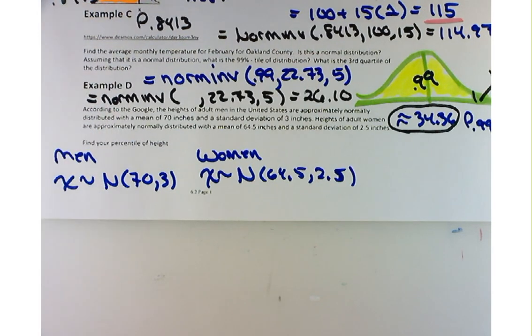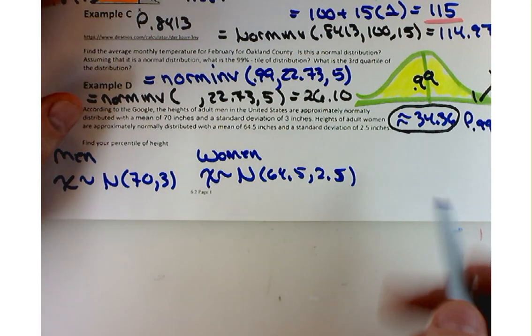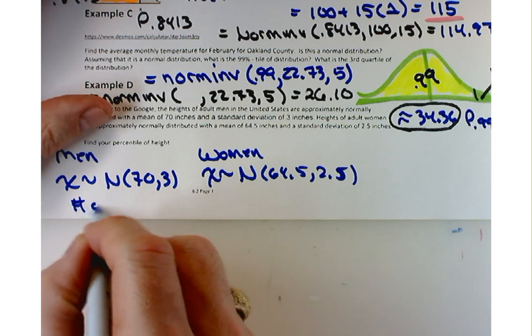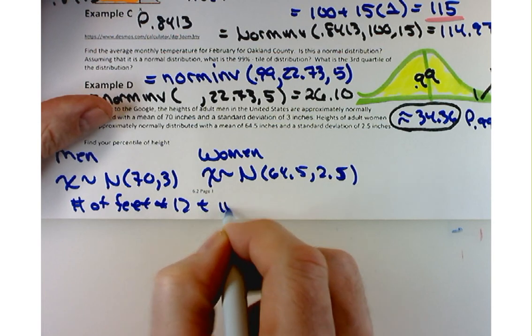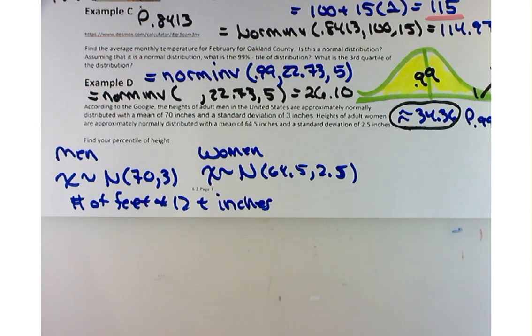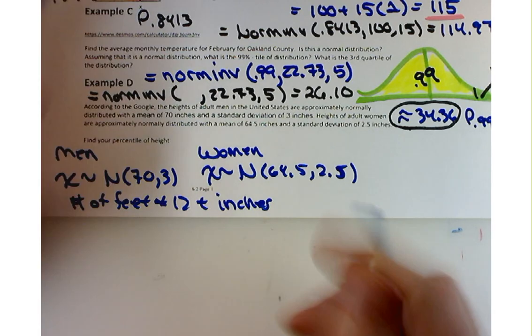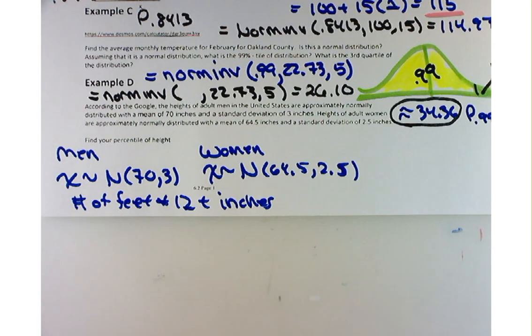What I want you to do is find your percentile of height. One thing you're going to have to do is convert your height to inches, because this is all done in inches. So take the number of feet times 12 plus the inches. For me, it'd be 6 times 12 plus a half, so it'd be 72.5. I'm not going to ask you for this number. This is just yours. But try and find what percentile of height you're at.